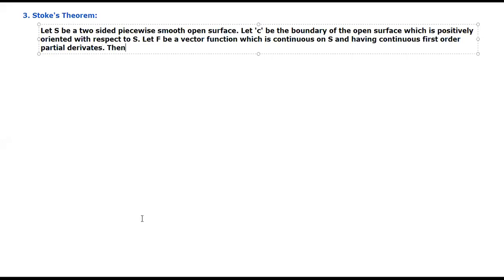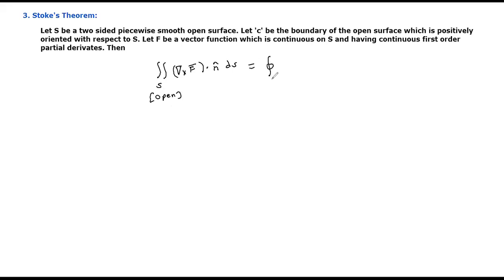Then what the theorem says is the surface integral of curl f bar dot n bar dS over S, which is an open surface, equals the integral over C of f bar dot dr. So this is an open surface S. What is its boundary? Its boundary is C.